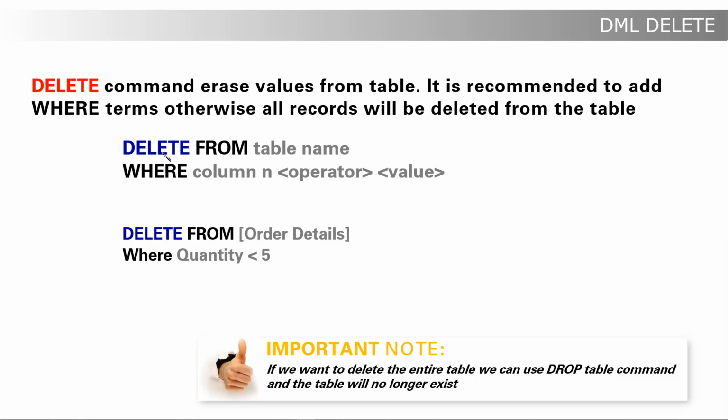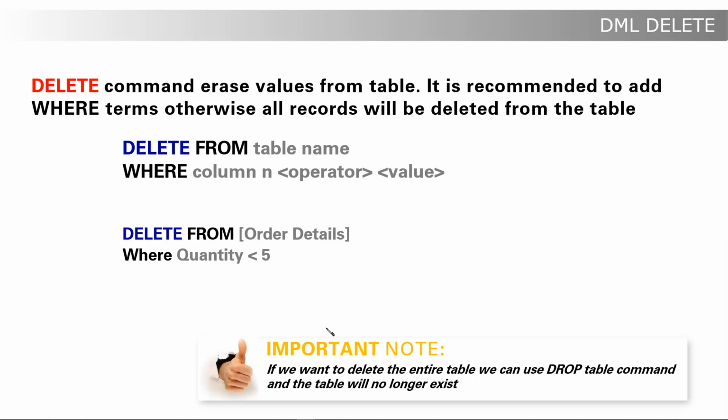The structure is: delete from the table name, the table that we want to delete rows from. The where is the condition, with which we specify the rows to be deleted. For example, we have delete from order details only where quantity is lower than 5.